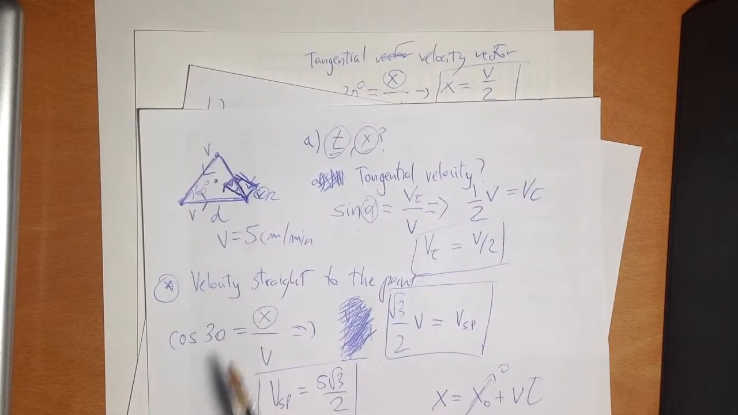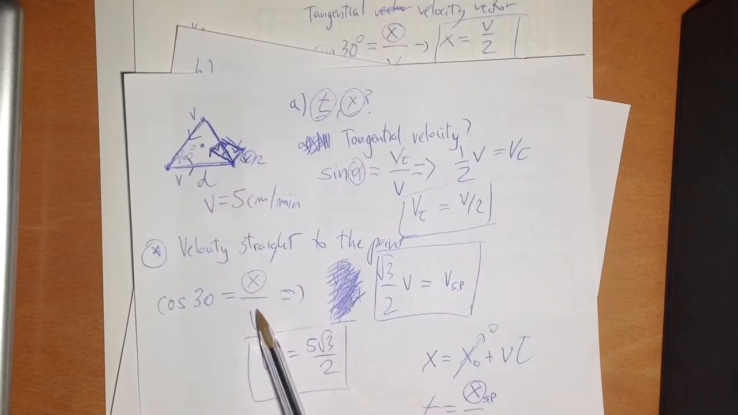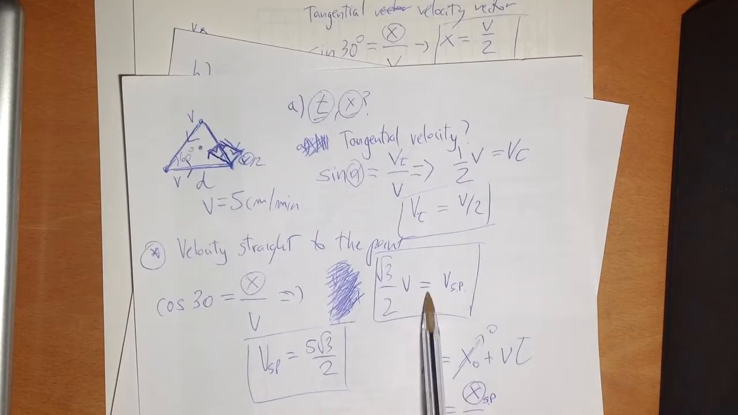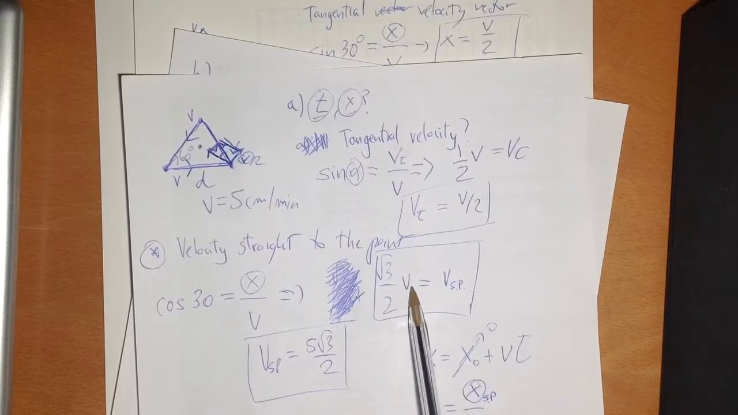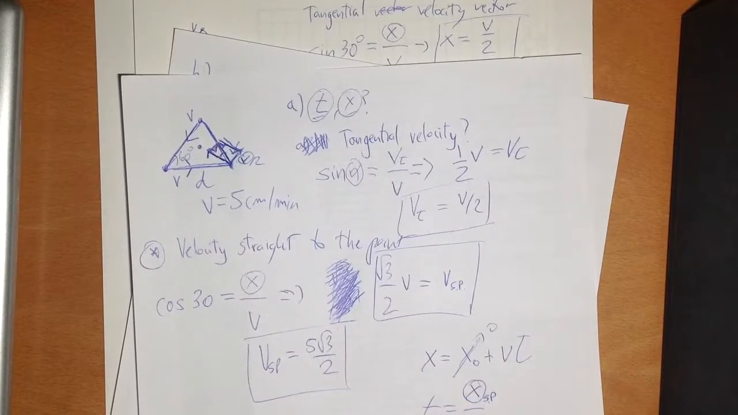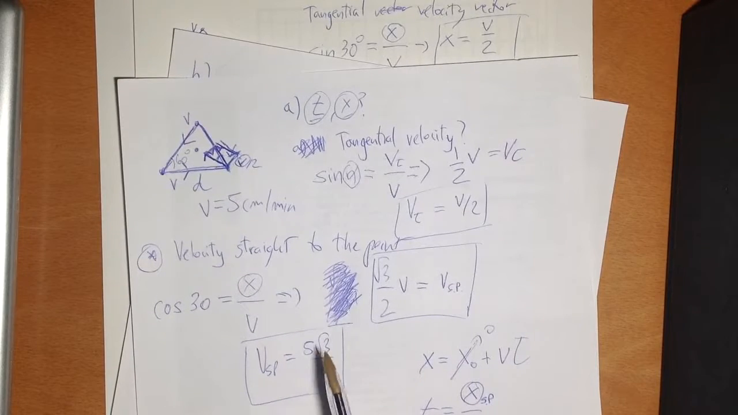Now let's find, with the same method, the velocity straight to the point. It is this factor multiplied by the velocity that we already know, because the exercise provides us with the number. We just plug in the number, and we have the value of this velocity vector straight to the point.